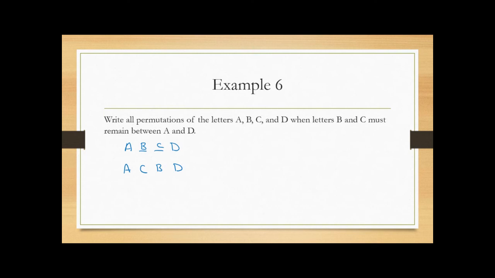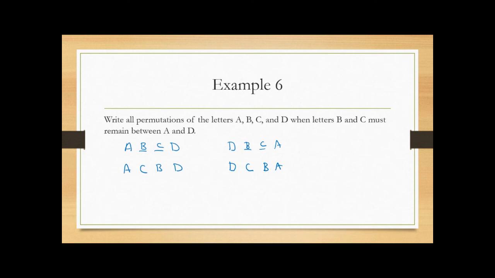Now it doesn't say that these have to be in alphabetical order, so I could have D first and then A last, and B and C would still be in between D and A, or A and D. So I can have D, B, C, A, and then D, C, B, A. So we have 4 choices if you're trying to write permutations of A, B, C, and D, but you have to have B and C between A and D.